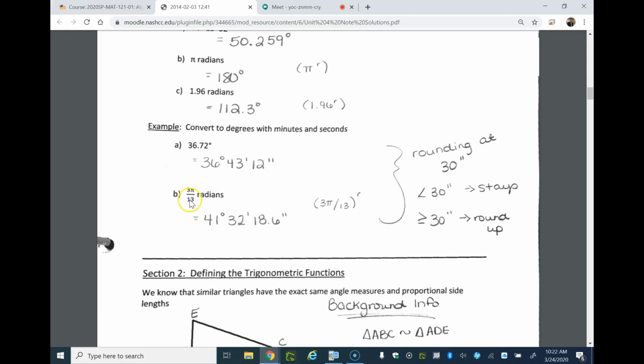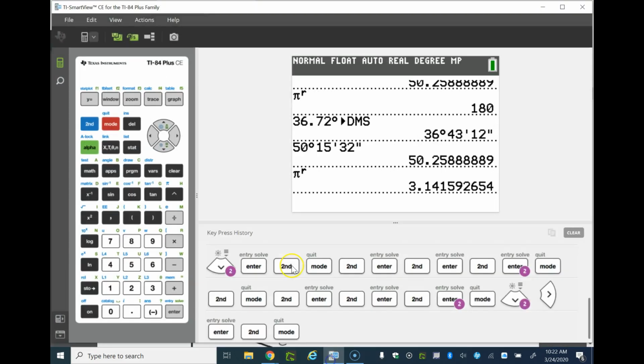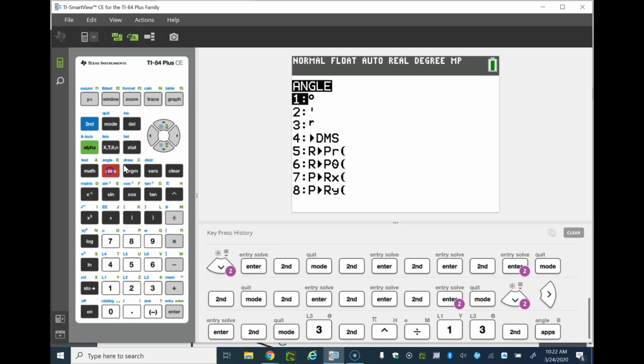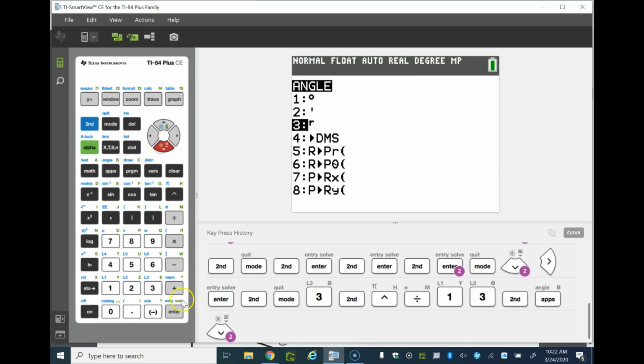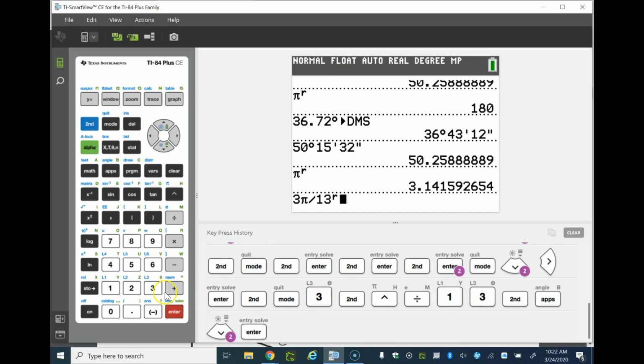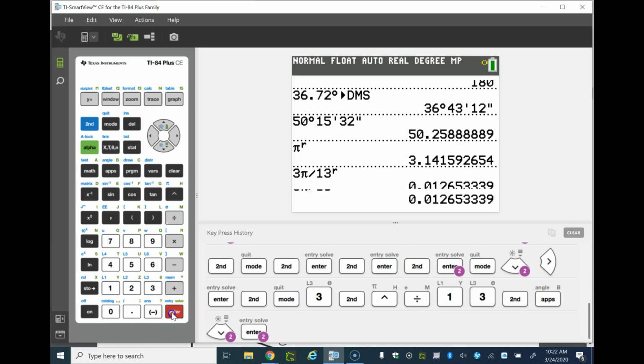So let's do this one also. I'm going to do 3 pi over 13 radians. So 3 pi divided by 13, and then we have to go get radian. These are a lot of steps, a lot of back and forth you have to go. But once you do the MyMathFast Plus and get more practice with it, and just continue practicing and looking at this video, you'll get the hang of it.